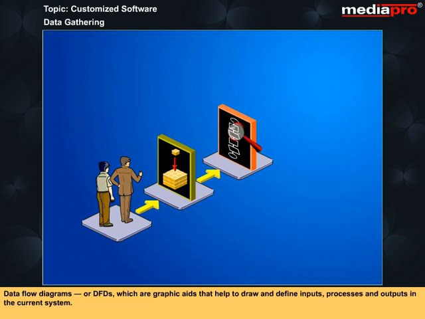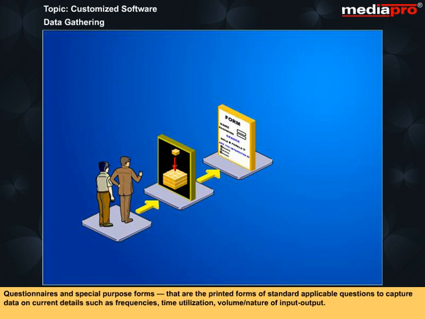Data flow diagrams, or DFDs, which are graphic aids that help to draw and define inputs, processes, and outputs in the current system. Questionnaires and special purpose forms, that are the printed forms of standard applicable questions to capture data on current details such as frequencies, time utilization, volume and nature of input and output.